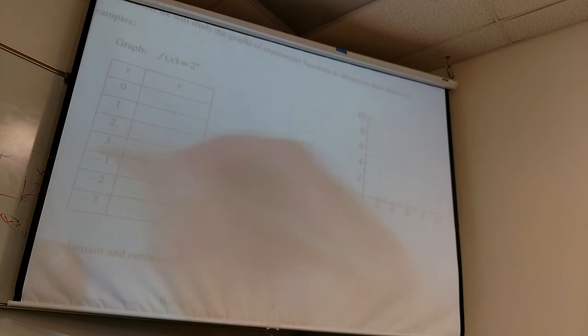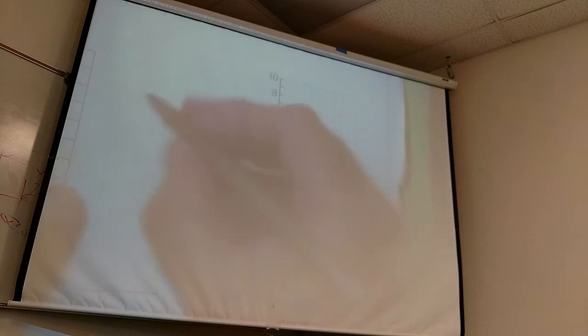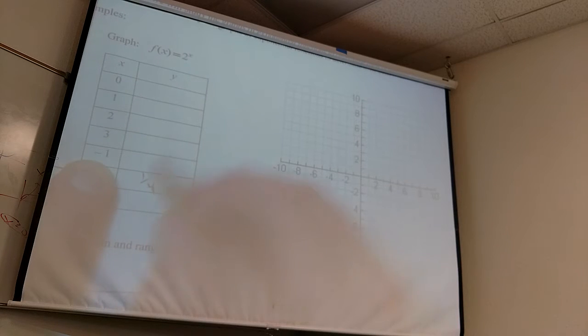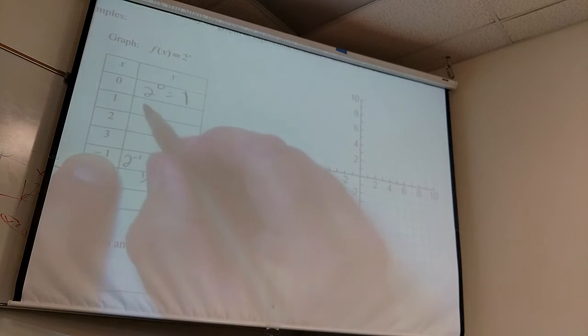All right, don't worry about their thing here. Let's see. So when I put a negative 2 in, I get a 1/4 out. When I put a negative 1 in, what do I get? 1 over 2. Yeah, 2 to the negative 1 is 1/2. When I put a 0 in, I get 1. When I put 1 in, I get 2. When I put a 2 in, I get 4. Okay.